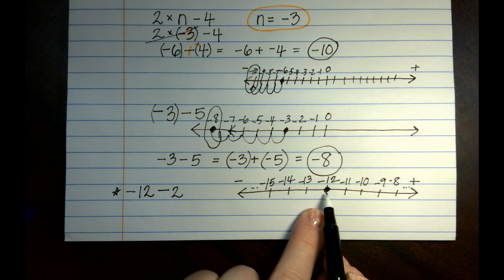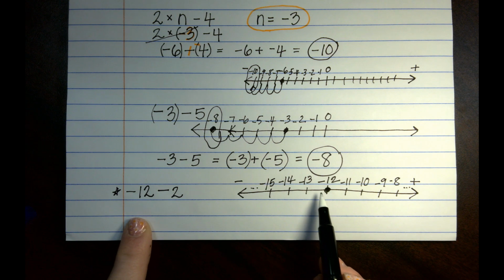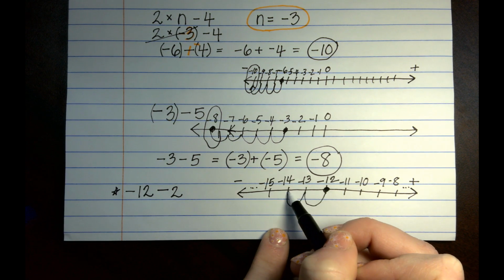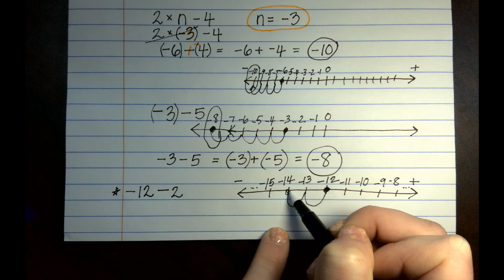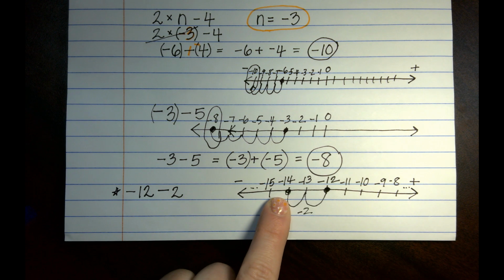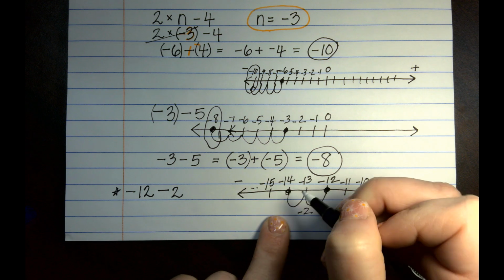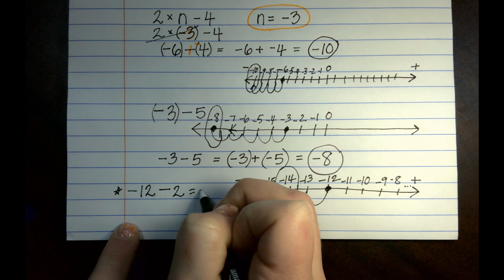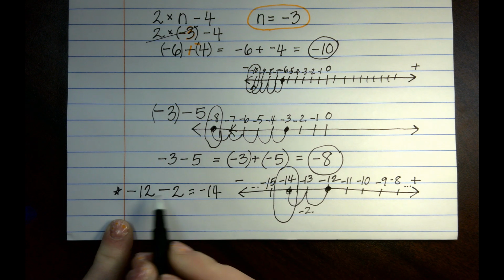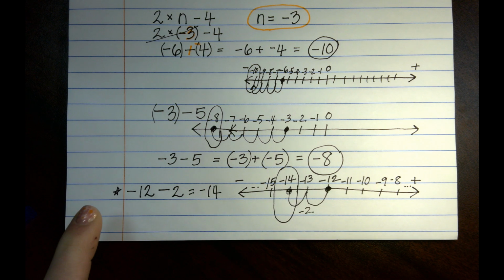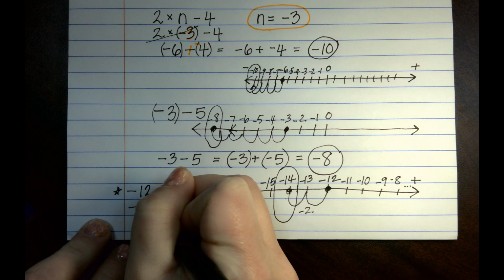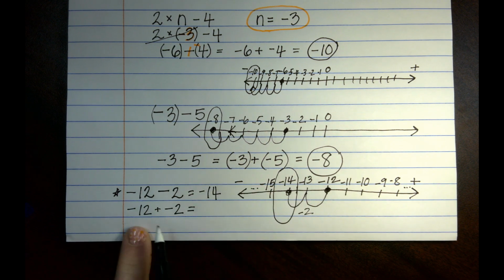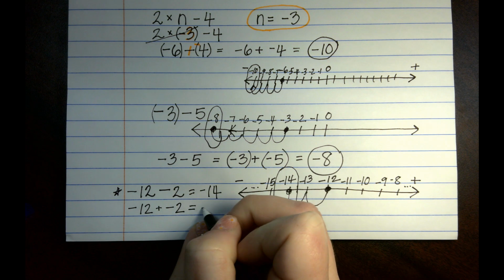What direction do I go to subtract 2? Left. Good. So I'm going to go minus 1, minus 2. And what would my answer be? Negative 14. It's a little different. So let's write this. Negative 12 minus 2 is negative 14. You could also think of it as negative 12 plus negative 2. 12 plus 2 is 14, and it's negative.